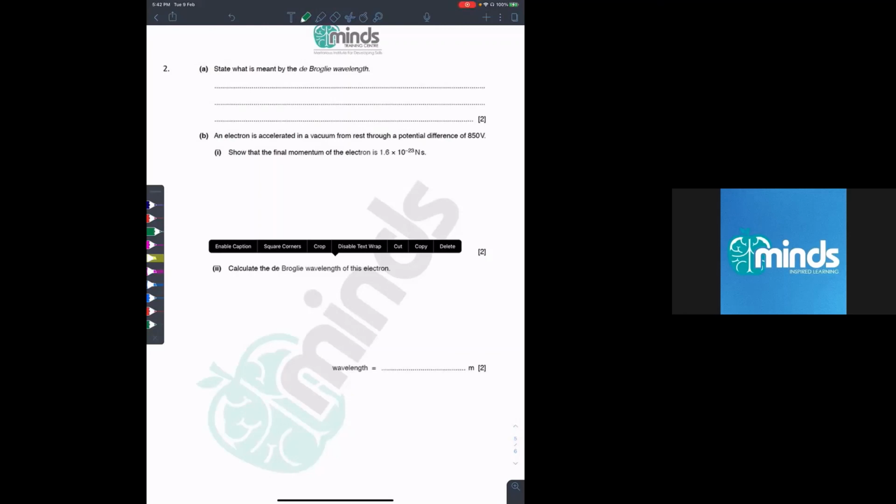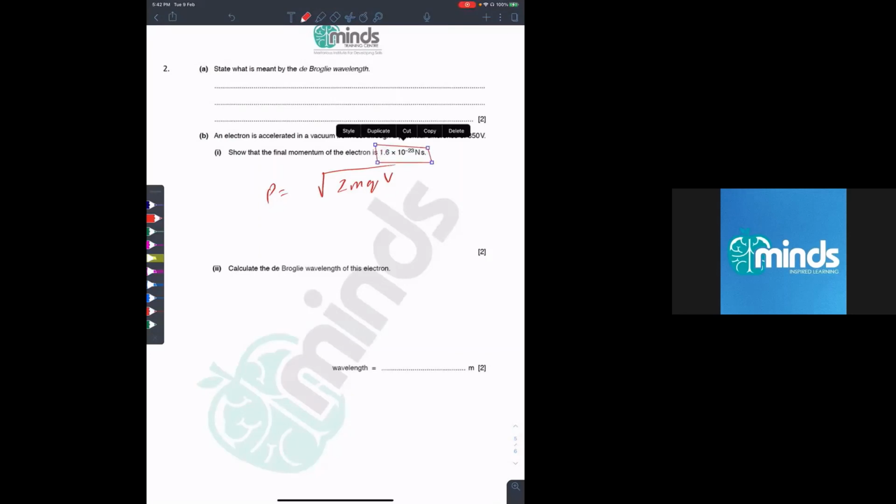An electron is accelerated in a vacuum from rest through a potential difference. A few minutes back, we proved a relationship that momentum is given by the square root of 2mq times potential difference. So you will use the same. Were we able to prove this momentum? 1.6 exponent minus 23 newton second. Yes, sir. Okay, calculate the de Broglie wavelength.